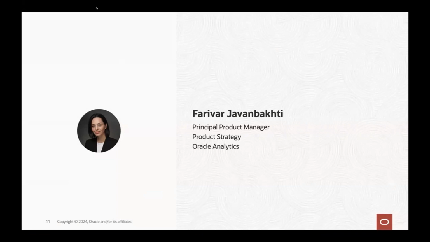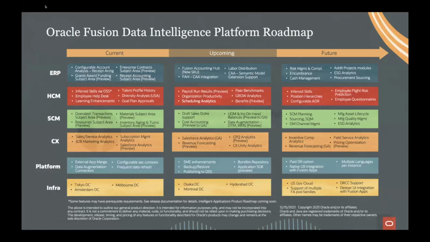Hello, everyone. Thanks for joining. This is Fari Javanbakti, and I'm a principal product manager with the product strategy team. I'm going to go over the Fusion Data Intelligence Platform roadmap. As you see, similar to the OAC roadmap, they have three sections here referring to the current capabilities released as of the latest version. We are also looking at the upcoming and future for the next releases this year.